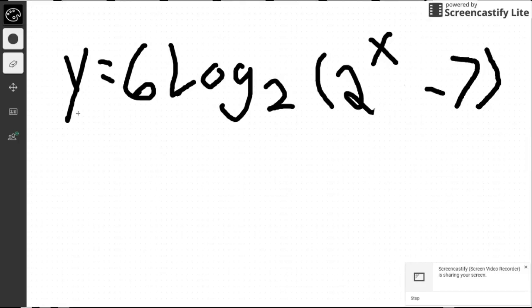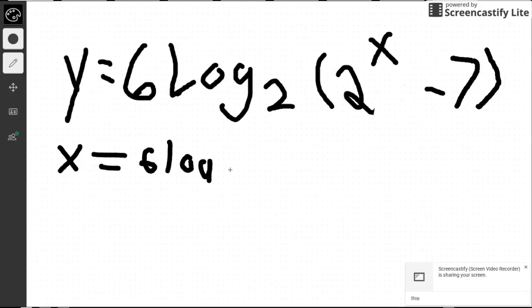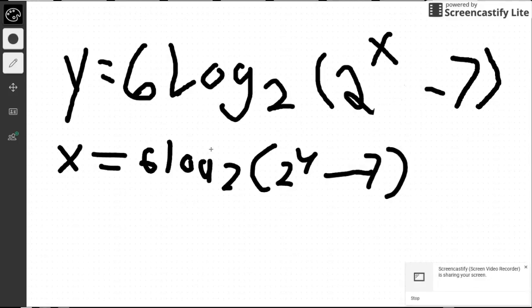So your equation says y equals 6 log base 2 of (x minus 7) in parentheses. The first time I look at this problem, I would say we're going to do the same thing, changing the variables. So I'm going to change it to x equals 6 log base 2 of (2 to the power of y minus 7), and that's what you're going to get.